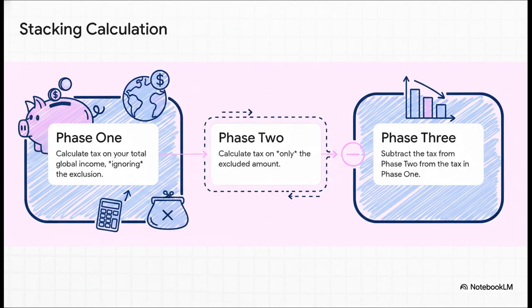So how do they do this? It's a clever three-phase calculation. First, you figure out what the U.S. tax would be on your total income. Just pretend the exclusion doesn't even exist. Step 2, you calculate the tax on only the excluded amount. And then for the final step, you subtract the tax from Step 2 from the tax in Step 1. The number you're left with is your final U.S. tax. It's kind of a roundabout way of doing it, but what it's really doing is taking away the benefit of those lower tax brackets, making sure your taxable income is taxed at those higher marginal rates.